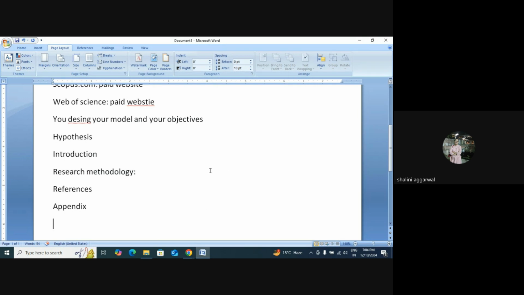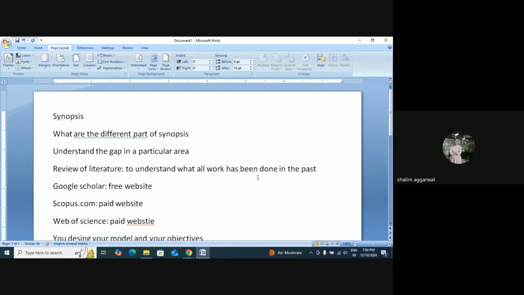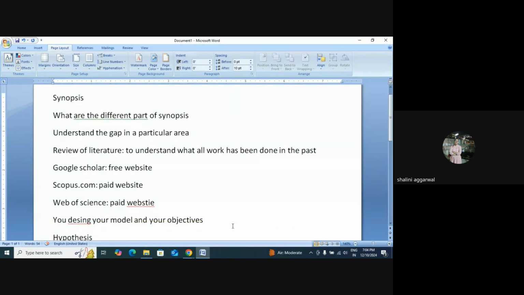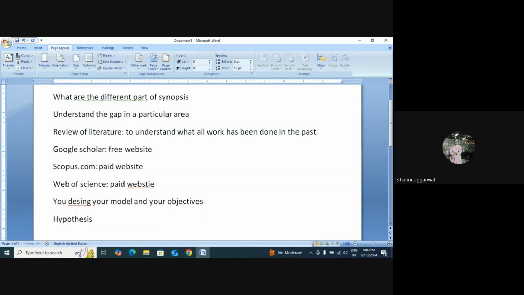One more thing: the research gap is also there, and the need of the study, yes, of course. Once you have designed the objective, the hypothesis is also there, and the need of the study. So these are the different segments of a synopsis.